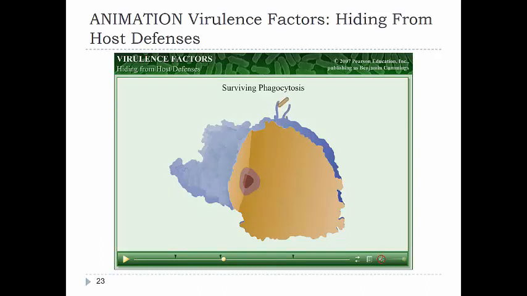Now they can survive phagocytosis, so bring them into the cell so they've actually been taken up. Once inside, they can stop the lysosome from binding. They can get out of the phagosome. They can let the lysosome bind, but the enzymes don't have an effect. They just get to populate that container inside the cell.